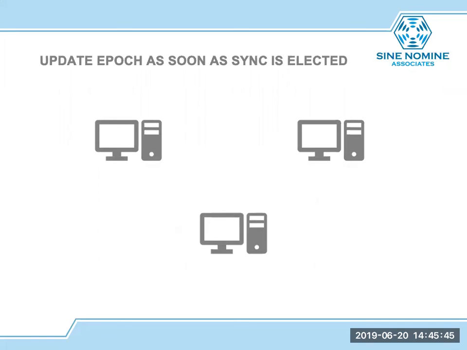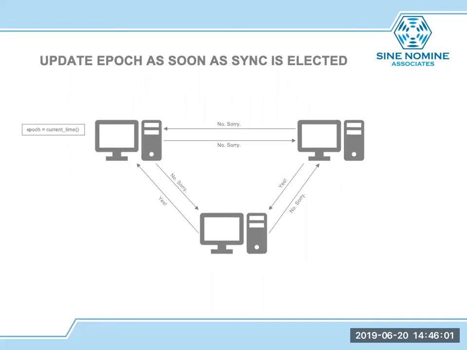And again, to fix this problem, the solution is actually very simple. We just have to update the epoch as soon as the Sine site is elected the Sine site, instead of at the end of the very first write transaction. So we have an election here, the site was elected the Sine site, and we immediately update the epoch on that site. That's how we fix this problem.